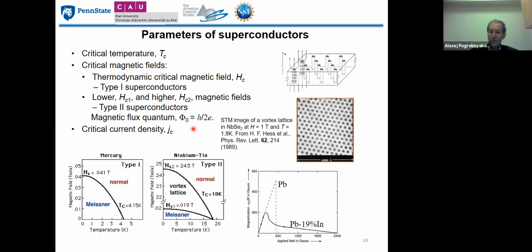And one more parameter of superconductors is critical current density. Superconductors can carry a current, but if the current density exceeds some critical value, the superconductor goes over to the normal state.